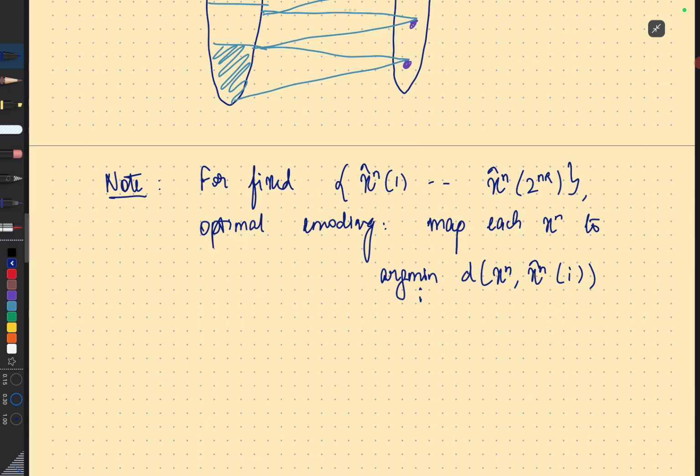Right? So every xn gets mapped to that xn hat, which minimizes the distortion. And I'm using this as shorthand to basically indicate 1 over n summation d of xi hat.